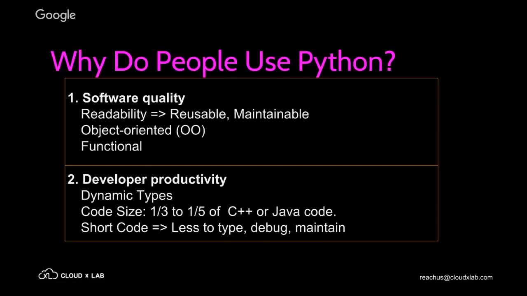Okay, and the other feature that defines your software quality is object oriented and functional. We will see these keywords later on. We will try to address and go into the details. What does it mean by object oriented? What does it mean by functional? And the second reason why people use Python is developer productivity. Since we don't have to type too much, there is less work required. And hence, if you have short code, it's less to type, it's easier to maintain, and it's clearer to debug.